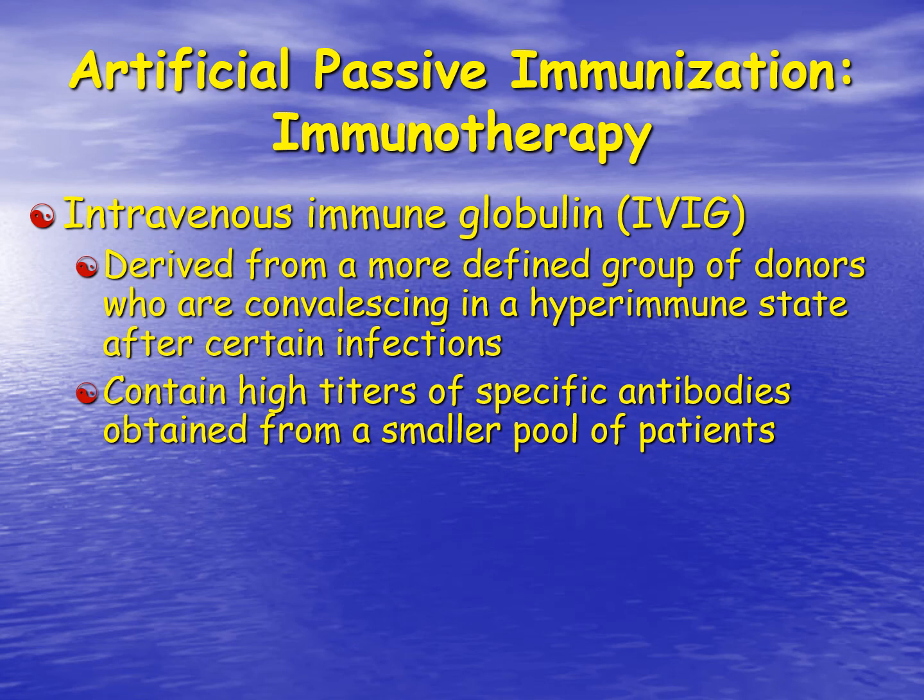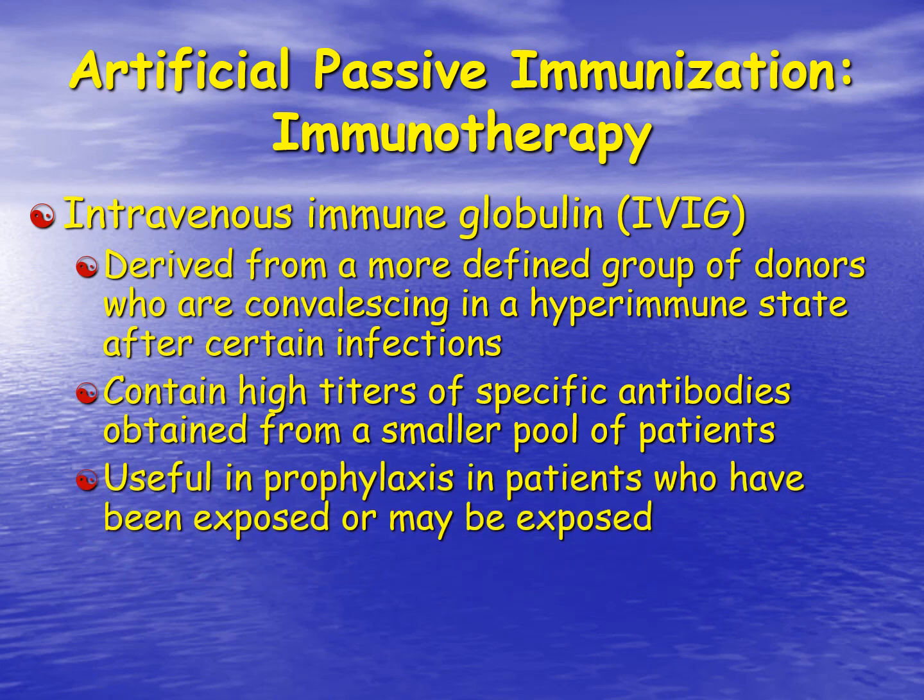So these IVIGs will contain high titers of specific antibodies obtained from a smaller pool of patients. And in fact, in that case, it was a single patient. So it's useful in prophylaxis in patients who have been exposed or could potentially have been exposed. But because oftentimes the pool is very small, the amount of these IVIGs can actually be limited.